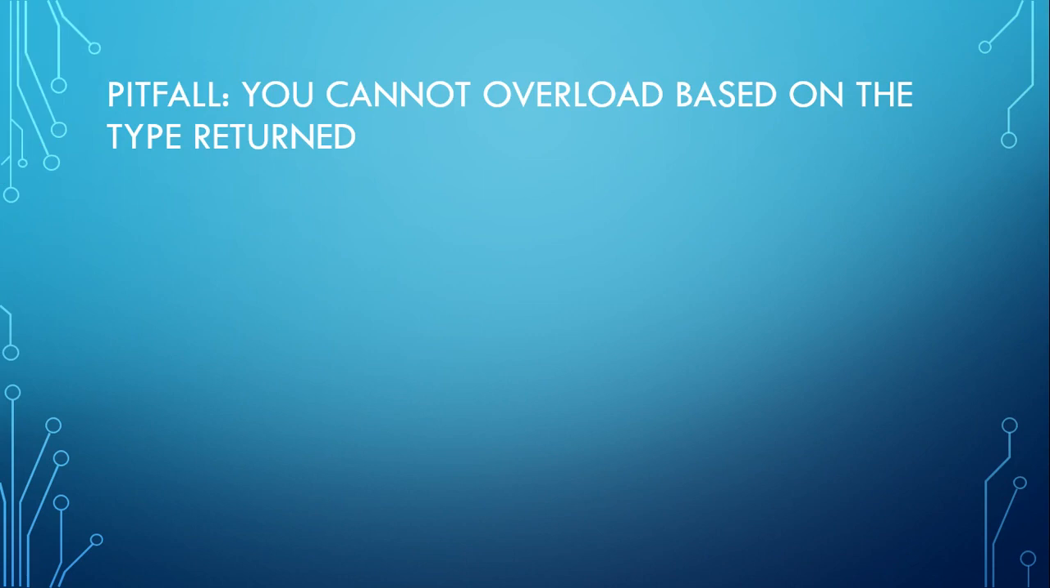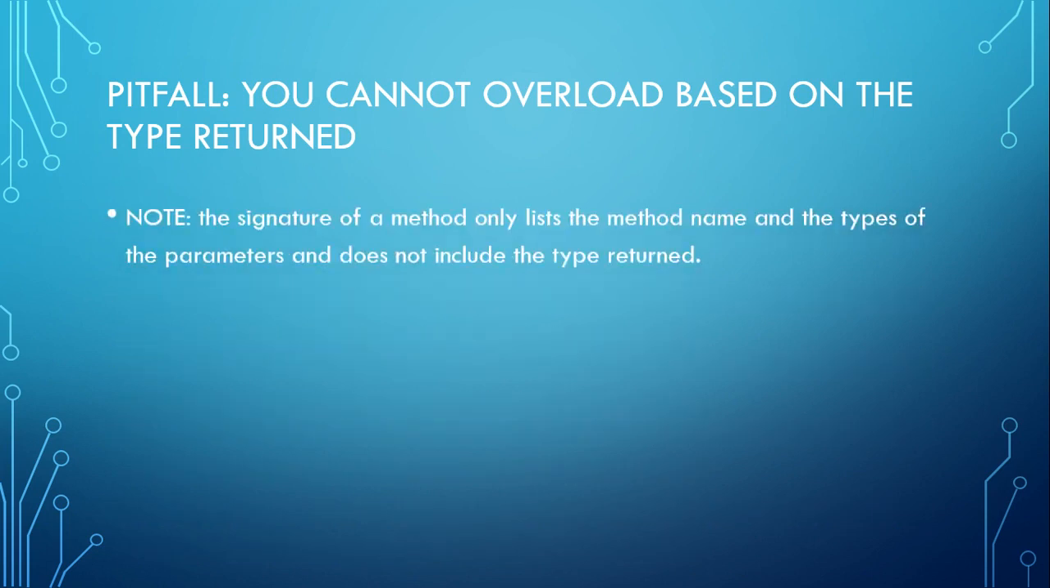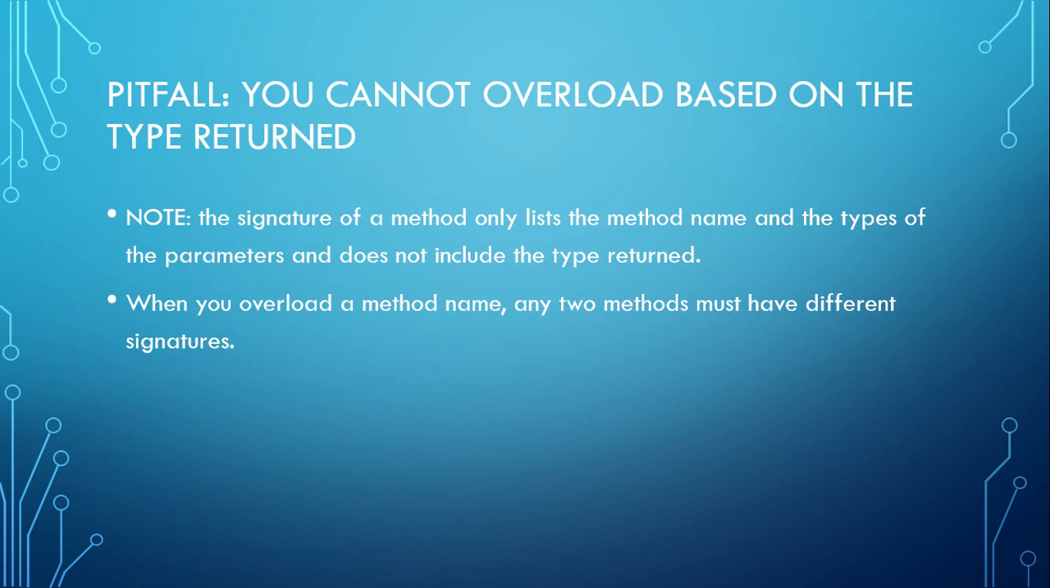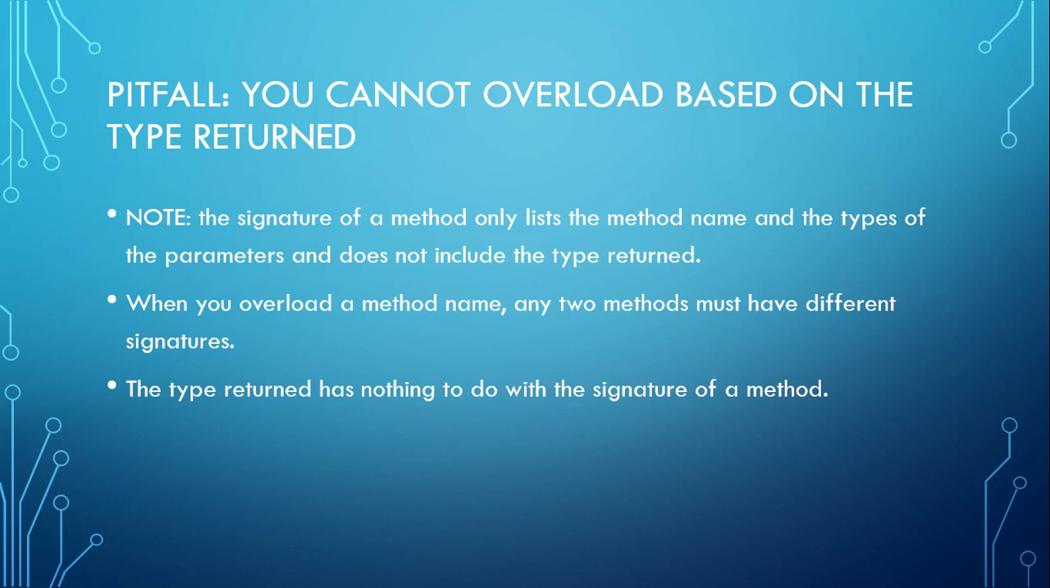You cannot overload based upon the type returned. So please note, the signature of a method only lists the method name and the types of the parameters, but it does not include the type returned. So it doesn't say if it returns an int, it doesn't say if it returns a boolean. When you overload a method name, only two methods must have different signatures. The type returned has nothing to do with the signature of the method.